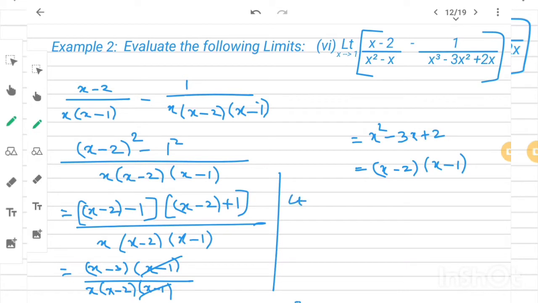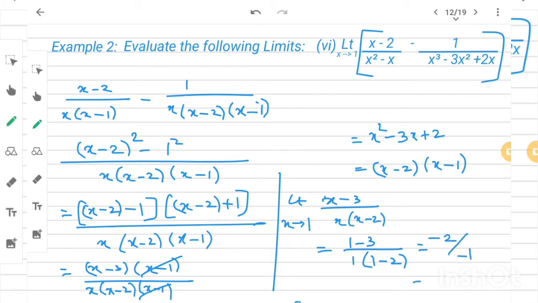So limit x tends to 1, and the whole function has become x minus 3 of x minus 2. Shall we substitute the value x is equal to 1? Yes. 1 minus 3 whole divided by 1 of 1 minus 2. So you will get minus 2 by minus 1, and that is nothing but 2.